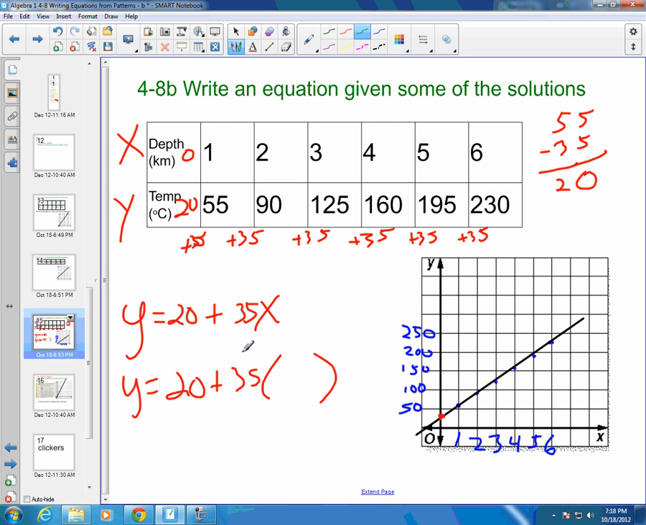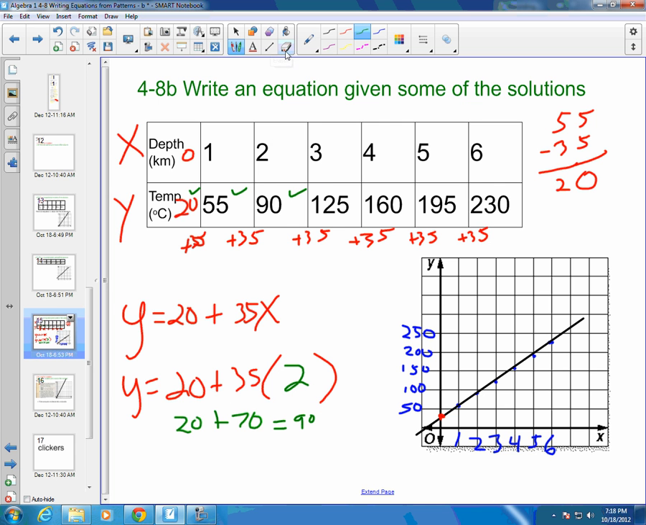So let me grab a different color. So when my x value is 0, well, 20 plus 35 times 0, 35 times 0 is 0, so that would be 20. Okay, so that worked. How about if I put in a 1? Well, 20 plus 35 times 1, 35 times 1 is 35, 20 plus 35 is in fact 55. Okay, so that worked. So how about if I put in a 2? Well, that would be 20 plus 35 times 2 is 70, which would give me 90. Okay, so that one worked. So that one worked, that one worked, that one worked.